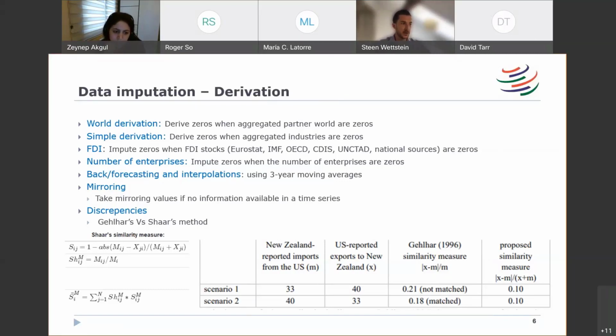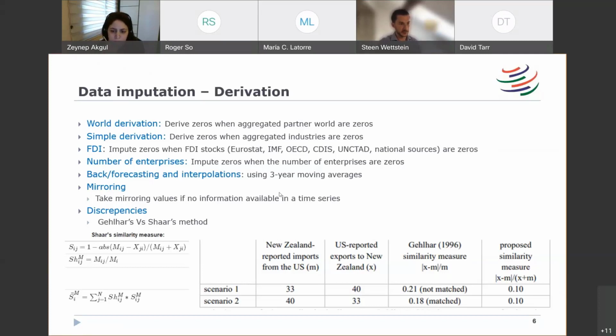Whenever we have both information, we will try to construct a similarity measure using Shar's method. And what we do here is that we have an index that will give us how accurate a reporter is based on what other countries report. And if this index is below a certain threshold that we fixed at 0.2, again, it's something we've investigated and we tried many different things to see the differences. In the end, we use outward instead of inward, just as simply as it is.